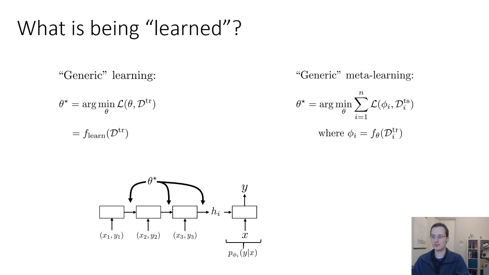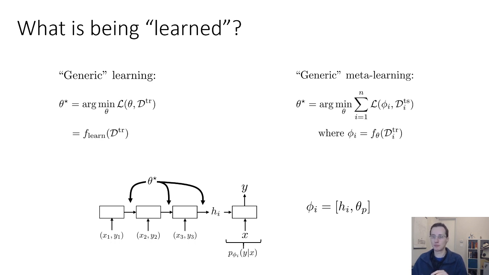We're going to call that p phi i of y given x. And what is phi? Well, phi consists of the RNN hidden state as well as the parameters of this little classifier at the end, right? Because that little network that takes in h i and x and produces y also has some parameters, and those parameters are meta-learned. So f theta of dtrain i produces phi i, and the mental model is that most of the knowledge about dtrain is there in that last RNN hidden state, but also there are the parameters of that classifier. Those parameters are not produced by the RNN, they're just fixed, they're meta-trained, same as everything else.